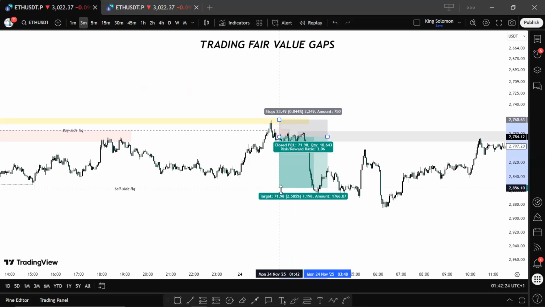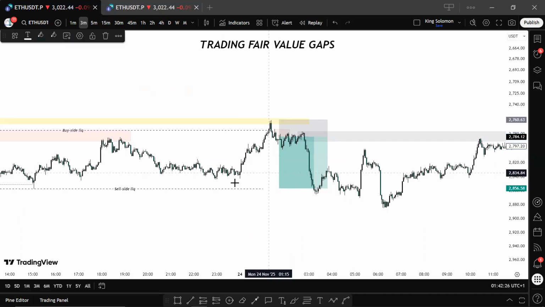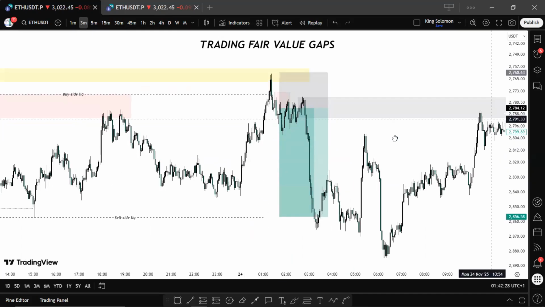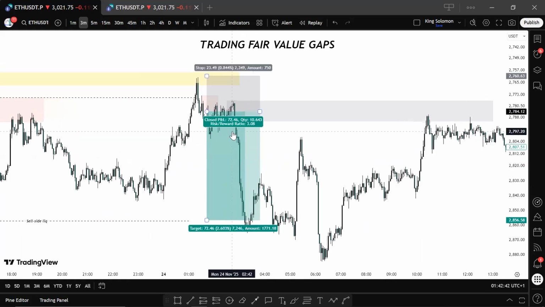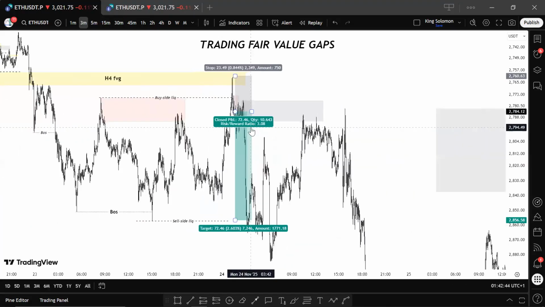All right, that was a 3 minute trade, right? And then it did TP in how many minutes? This was 1:45 to 3:15, so that was around 1 hour 30 minutes. So this was a very fast trade for me.